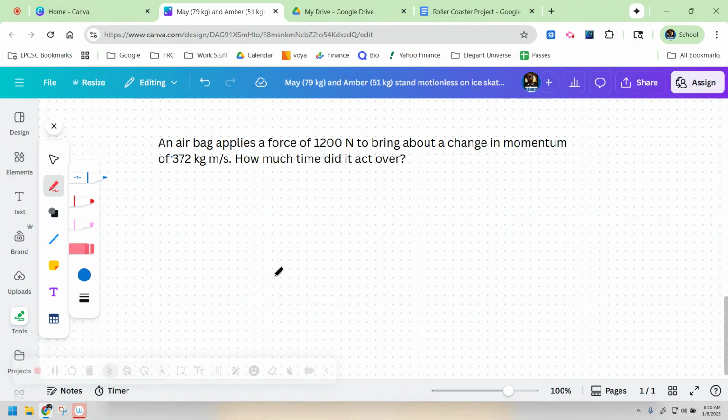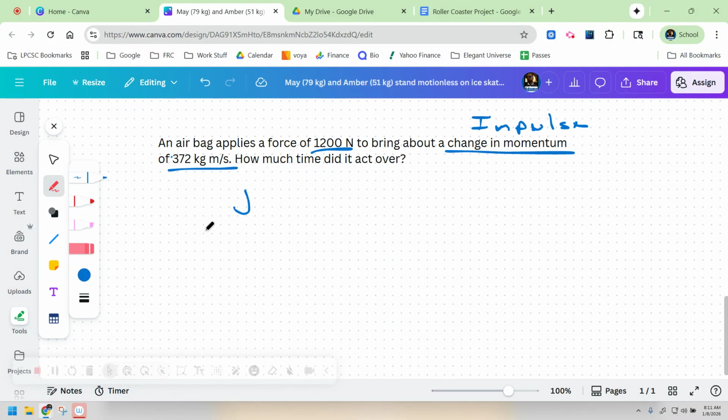All right, so it says an airbag applies a force of 1,200 newtons, and the change in momentum, remember that change in momentum is, in our physics class, we call that impulse, is 32 kilogram meters per second. Okay, how much time did it take to act?